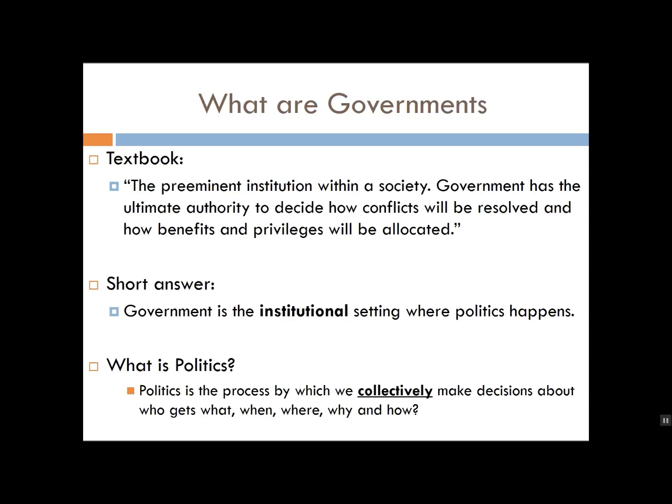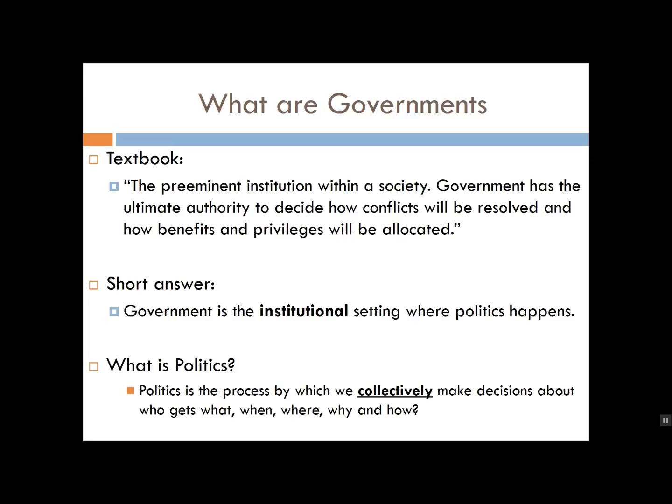All right, let's move on to our second major topic for the day. What are governments? Well, your textbook defines the term government as follows, and I quote, "The preeminent institution within a society. Government has the ultimate authority to decide how conflicts will be resolved and how benefits and privileges will be allocated."